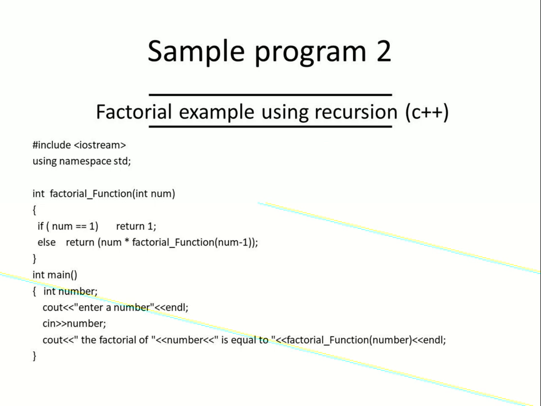So we have the integer factorial function with integer num. So integer num is the parameter. If num is equal to 1, the factorial of 1 is 1, so return 1. Else return num multiplied by factorial of num minus 1. So factorial of n is equal to n multiplied by factorial of n minus 1. Factorial of n minus 1 equals n minus 1 multiplied by factorial of n minus 2, and so on. So as we all know, the factorial of a number is the product of all numbers from 1 to n.